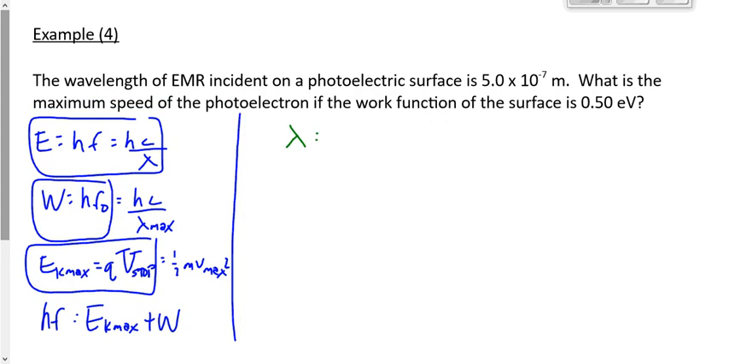We have a wavelength of 5.0 × 10⁻⁷ meters. We have a work function of 0.50 eV. And we're looking for the maximum speed, Vmax.